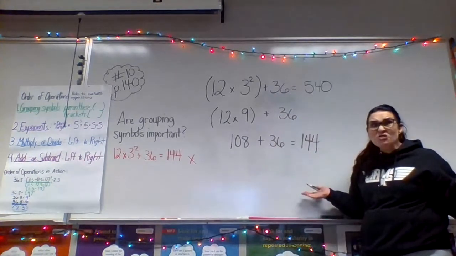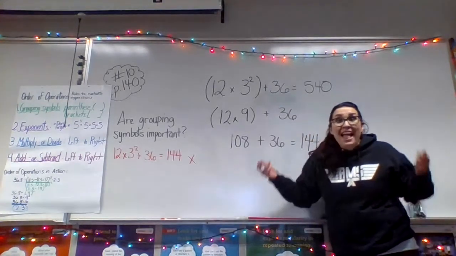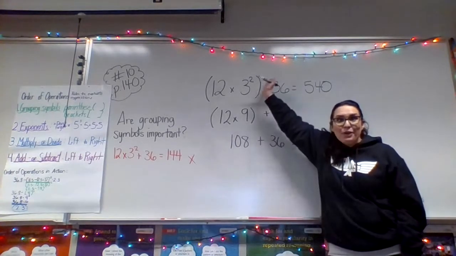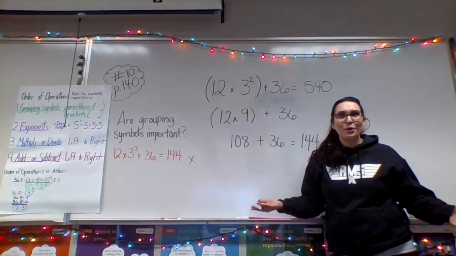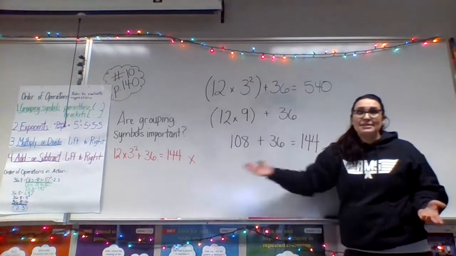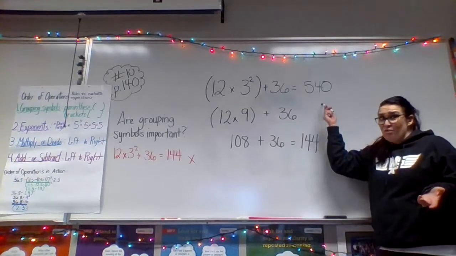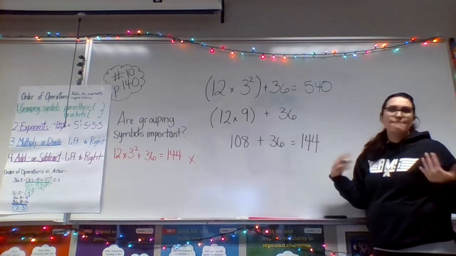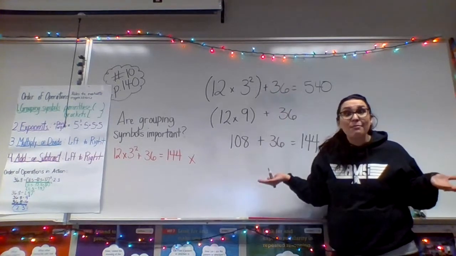Hey, did you notice you get 144, just like over here? And that's because, my friends, when I put those grouping symbols in the first two terms, that did not change the order of anything that I solved, right? It made it the same process over here. So we know that 540 and 144 are not the same. Therefore, my friends, this is not the correct setup for the parentheses.